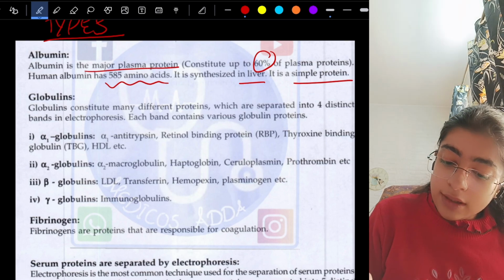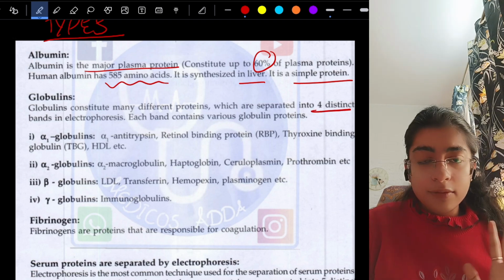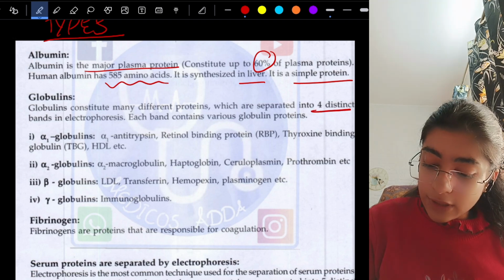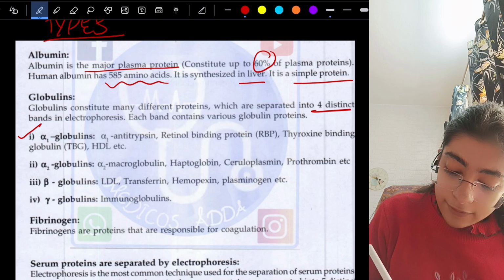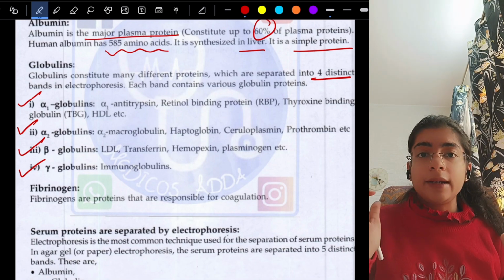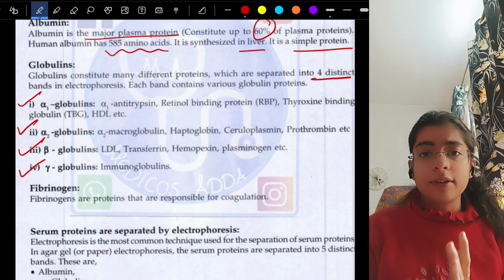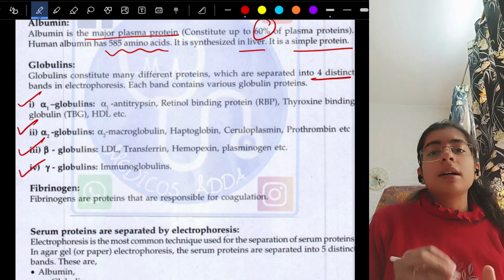Next is globulins, which constitute many different proteins separated into four distinct bands in electrophoresis: alpha 1, alpha 2, beta, and gamma. So A is very important. A, the first letter, so very important. We will divide it into alpha 1, alpha 2. Beta and gamma are not so important.